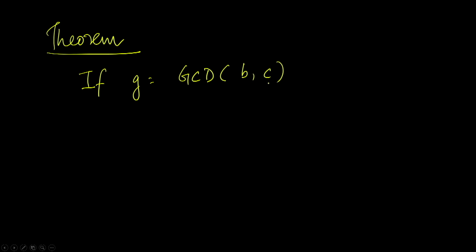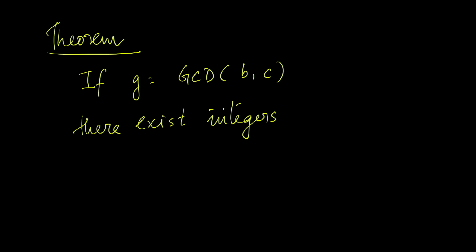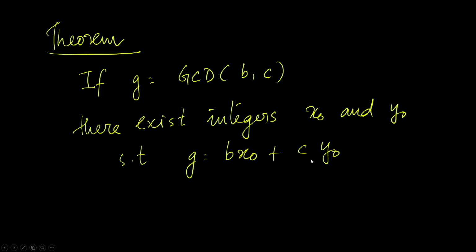Now, we shall study an interesting theorem which says that if G is the GCD of two numbers B and C, then there exist integers x naught and y naught such that G is Bx naught plus Cy naught. In other words, if G is the GCD of B and C, then G can be expressed as a linear combination of B and C with integer coefficients. So, let us see how to do this.